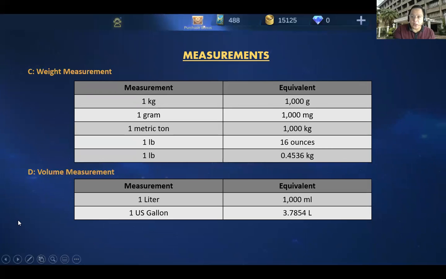If we are talking about weight measurement, 1 kilogram is equivalent to 1,000 grams, 1 gram is equivalent to 1,000 milligram, 1 metric ton is equivalent to 1,000 kilogram, 1 pound is equivalent to 16 ounces, and 1 pound is equivalent to 0.4536 kilogram. If we're going to talk about volume measurement, 1 liter is equivalent to 1,000 milliliter, and 1 US gallon is equivalent to 3.7854 liters. So that's how we convert measurements.